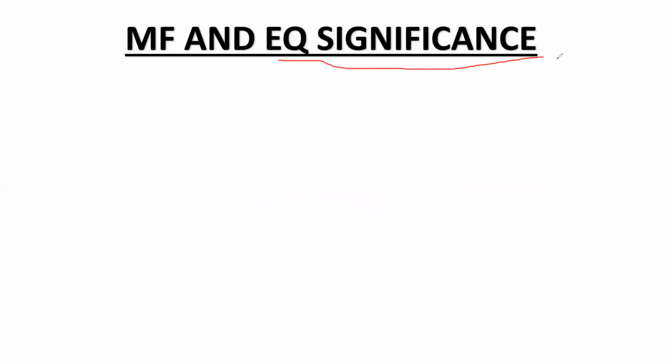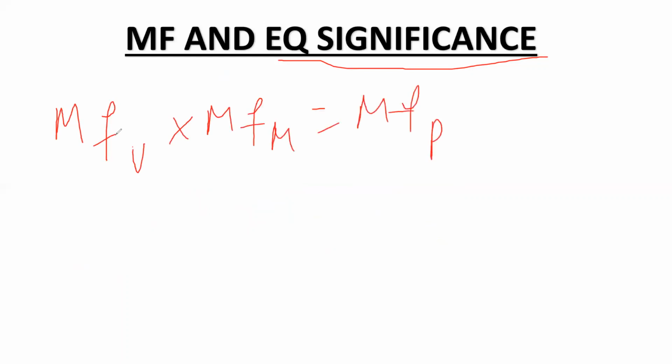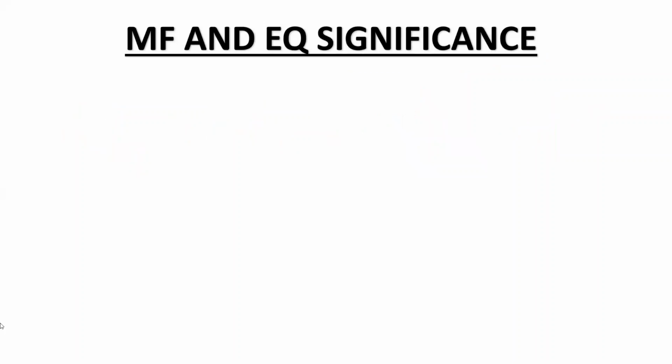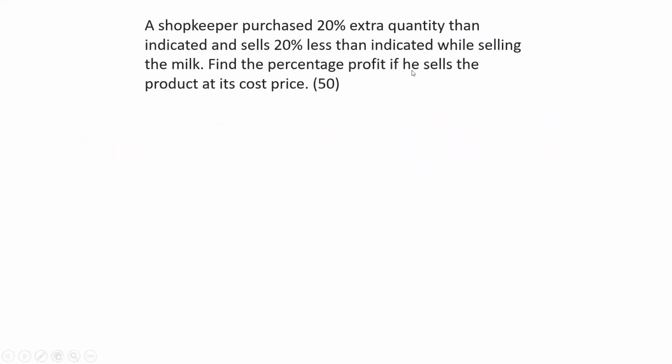Now, the equation's significance, nothing much to tell in that. This is the equation: multiplying factor volume into multiplying factor markup equals multiplying factor profit. Just remember this equation, super important for this particular concept. Now switching into the question, as the concept was clear. Question number 1.